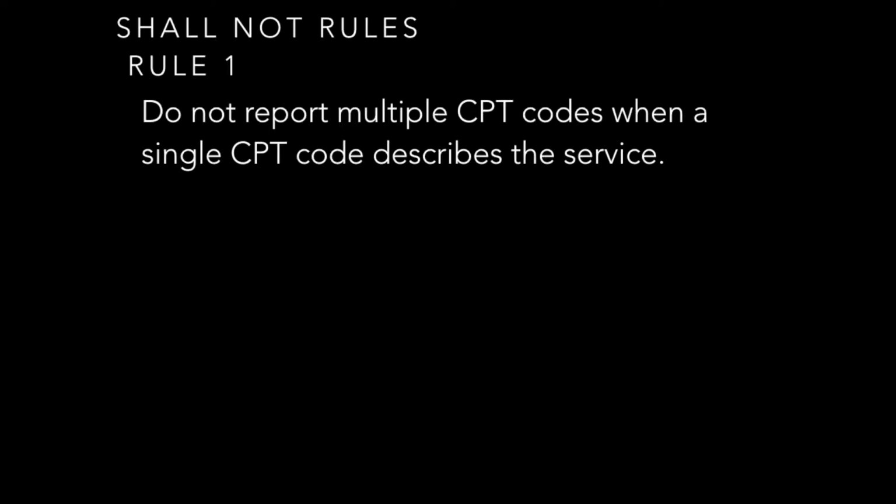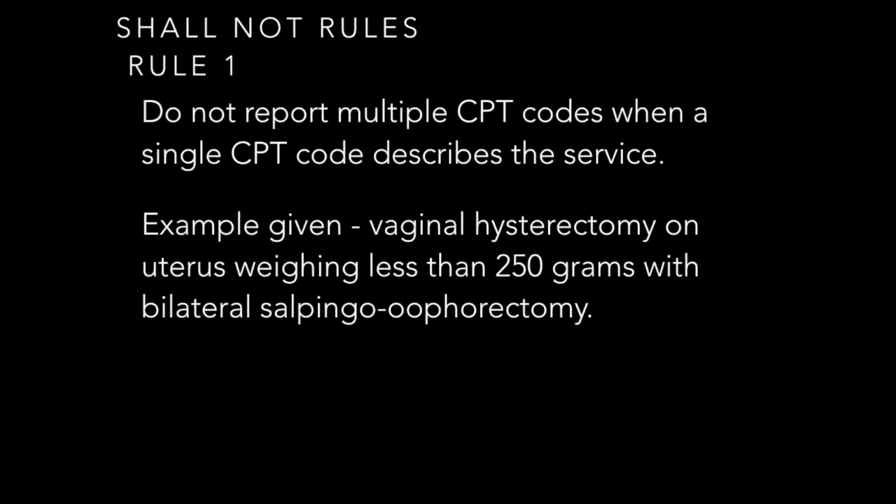Shall not rule number 1 is: thou shalt not report multiple CPT codes when a single CPT code will describe the service. The example they give is an OB surgeon who does a vaginal hysterectomy on a uterus weighing less than 250 grams with a bilateral salpingo-oophorectomy. There is one CPT code that describes all of that, so we would bill that code, 58262. We would not break it out into the 2 codes.